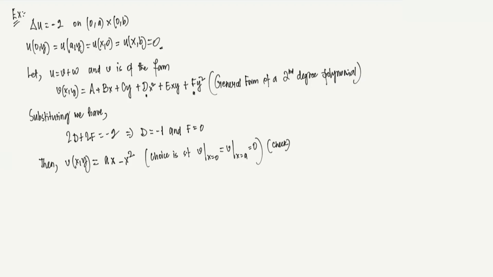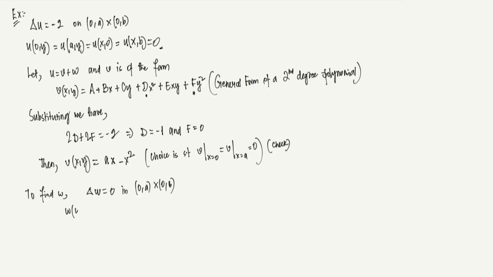Now, v is there. Now we have to find w, right? That's the important thing. Now, what does w do? To find w, the Laplacian of w is equal to 0. Clear? In the rectangle 0 to a cross 0 to b. You remember, w is the harmonic part. So essentially we are decomposing the function into two parts.